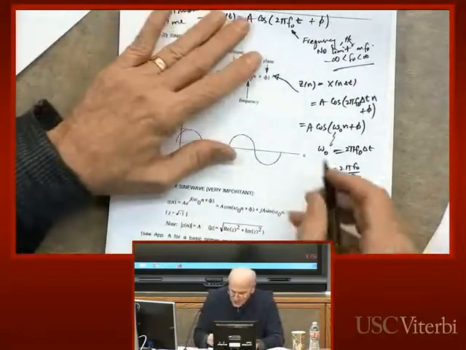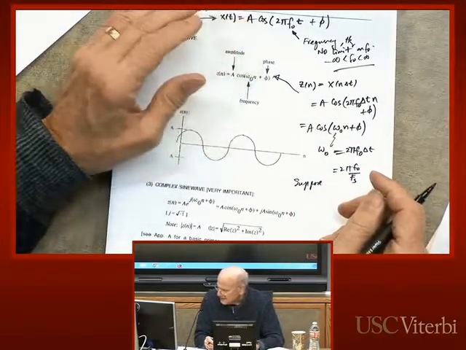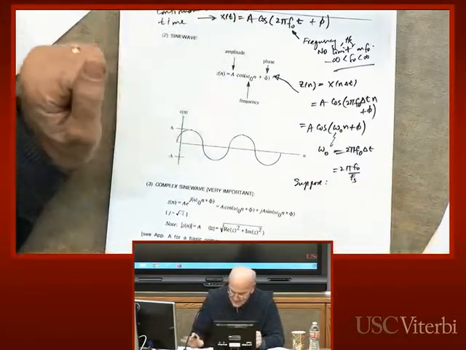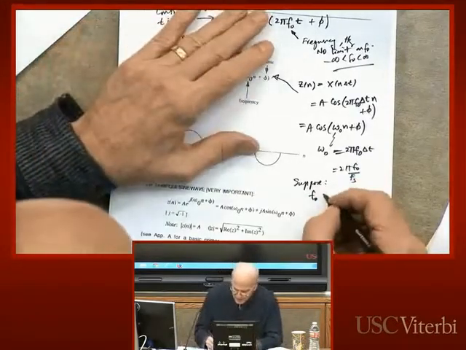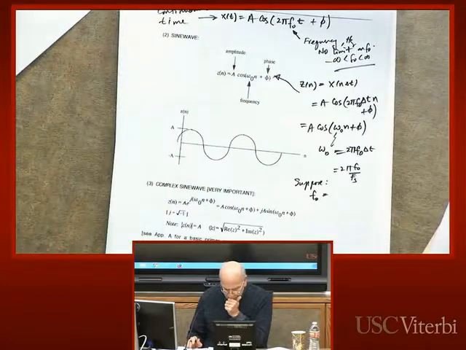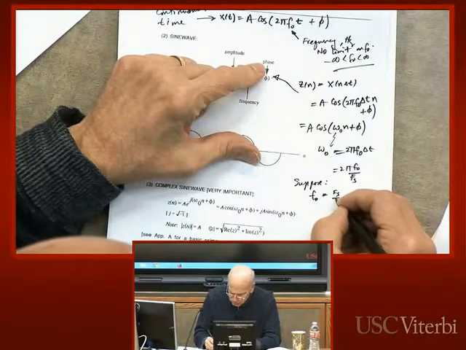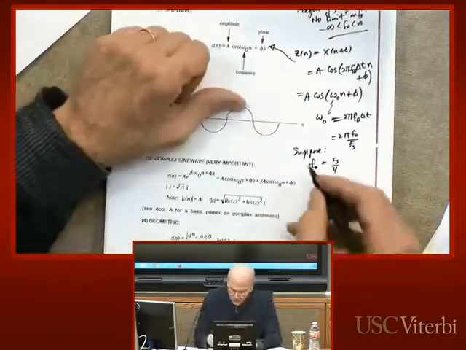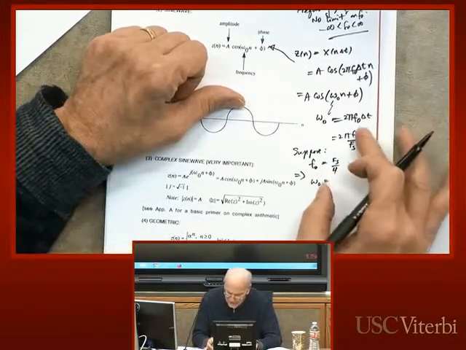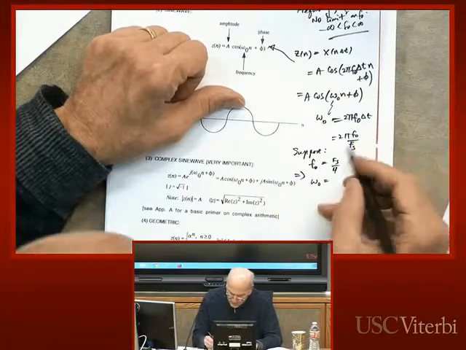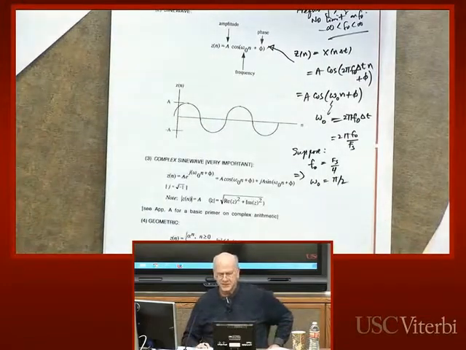Suppose, for the heck of it, that F naught will equal Fs over 4. That implies that omega naught is equal to 2 pi times 1/4, which would be pi over 2. No problem. You get a nice discrete time sine wave.